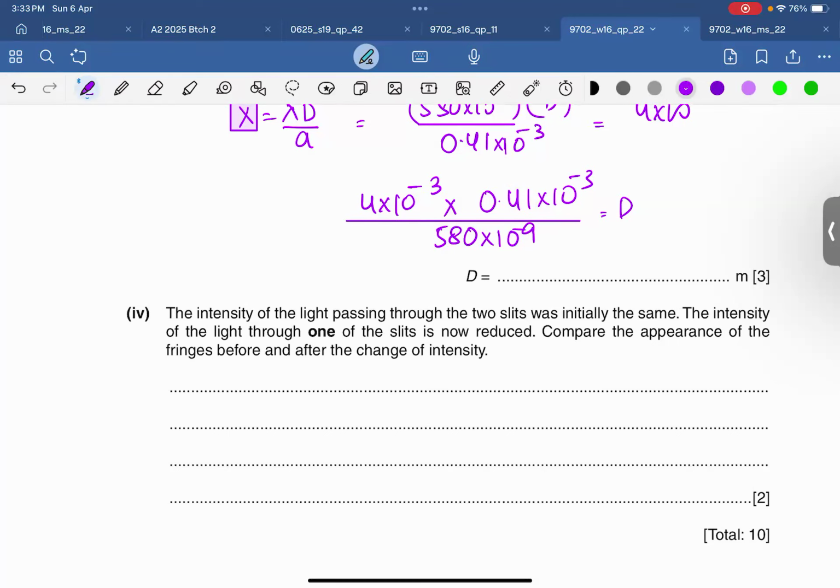So any idea? Sorry, brightness? By brightness, what do you mean? Like the central bright fringe, every bright fringe, every maxima, the brightness of every maxima. So the thickness of the maxima will be reduced, right? Because the intensity of the light is reduced.